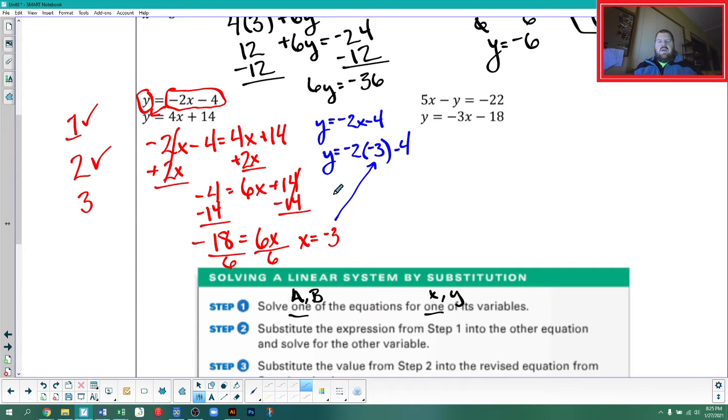At this point, it's almost weird to call this solving an equation, because it's really what we would consider evaluating. Solving includes moving numbers to the other side of the equal sign, and this doesn't have any of that. This just has multiplication and subtraction. So here I get 6 minus 4, which is 2, and y is equal to 2. So my answer is negative 3 for x and 2 for y.